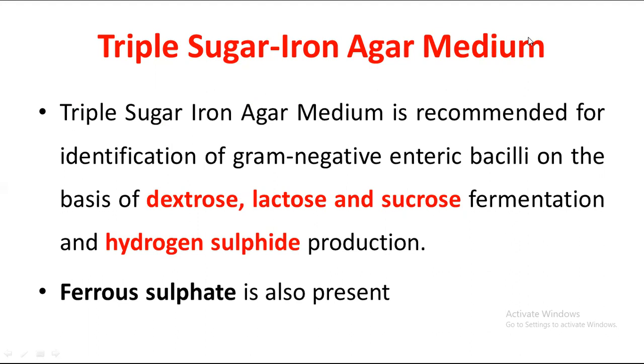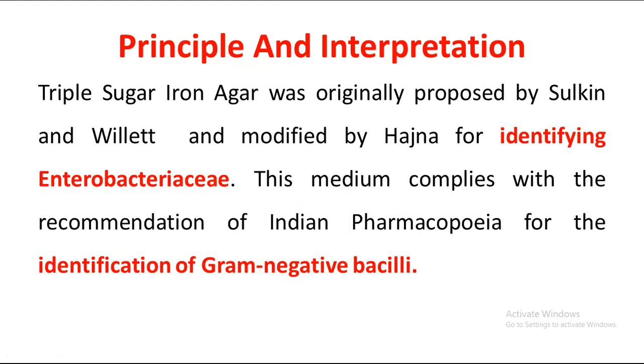And why is it used? It is used to differentiate between gram-negative enteric bacteria. These bacteria perform fermentation of dextrose, lactose, and sucrose, and produce different colors. We then examine those colors, and then we write the results. What is the principle of it? Again, it is used to identify the species of Enterobacteriaceae, and it is used for the identification of gram-negative bacilli.